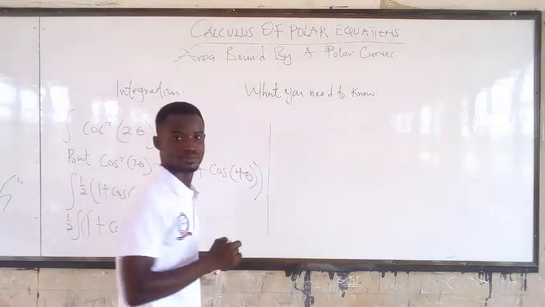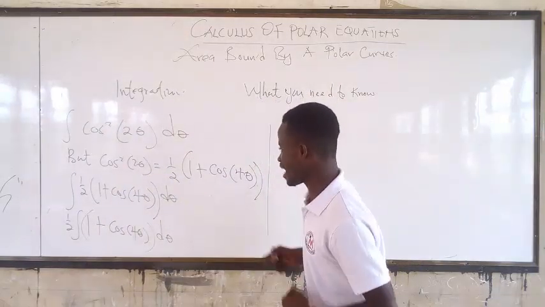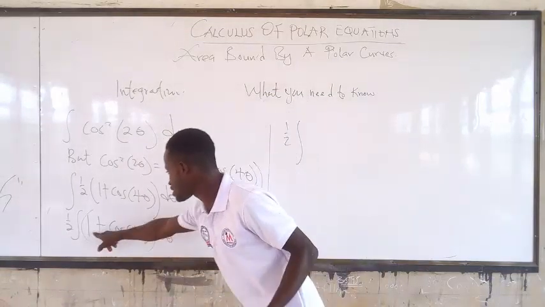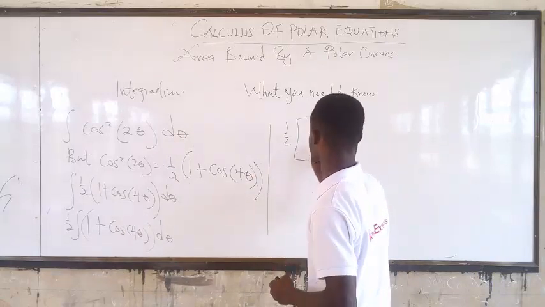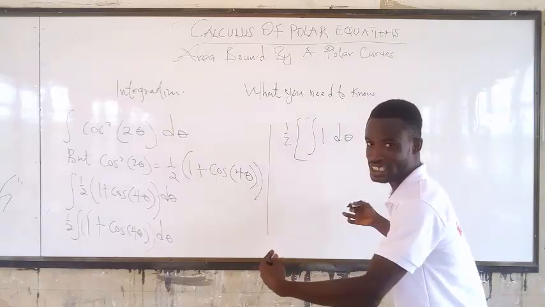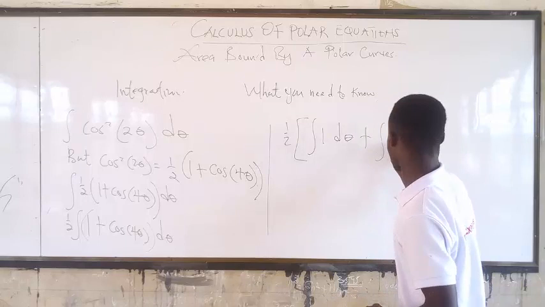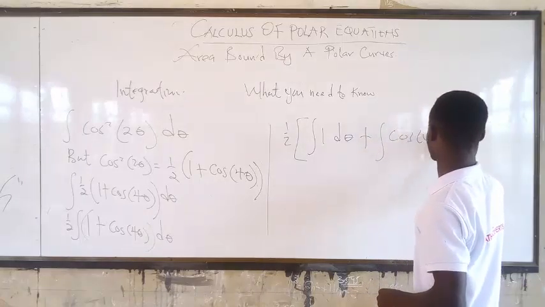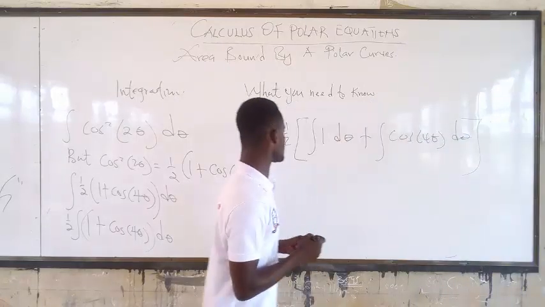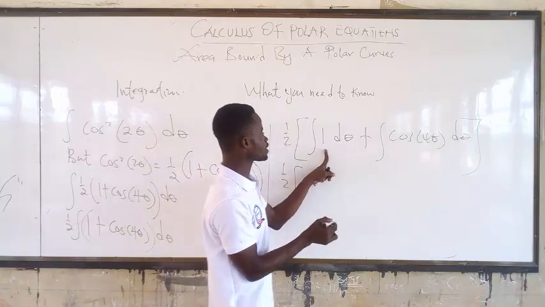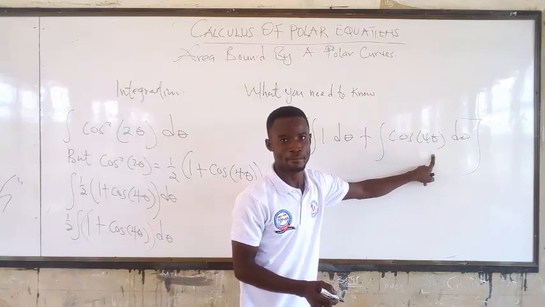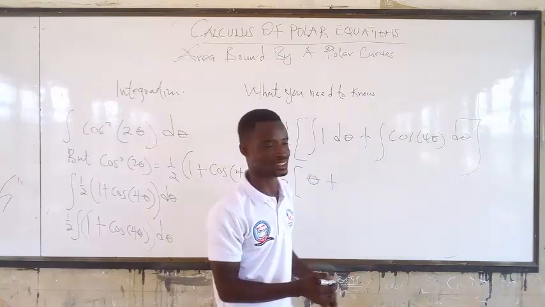Alright, so we've got time left. Here, you have the integral of 1 plus cos 4 theta d theta. You can split it: integrate 1, you get theta, plus the integral of cos 4 theta d theta. So half integrate 1, you get theta, plus integrate this. What are you going to get?